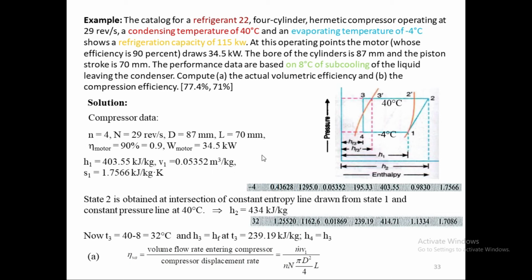W motor, the motor power, is 34.5. The motor is drawing a power of 34.5 kilowatt. So we can find the H1, which is set at the saturation point. So we can look up the saturation table for refrigerant 22 and find out what is the enthalpy here and the specific volume here. So I have copied that table right here, as you can see.